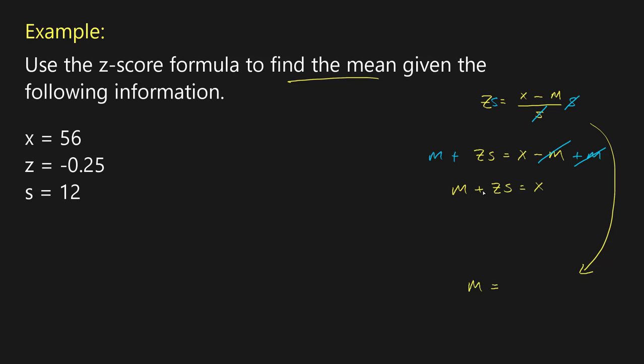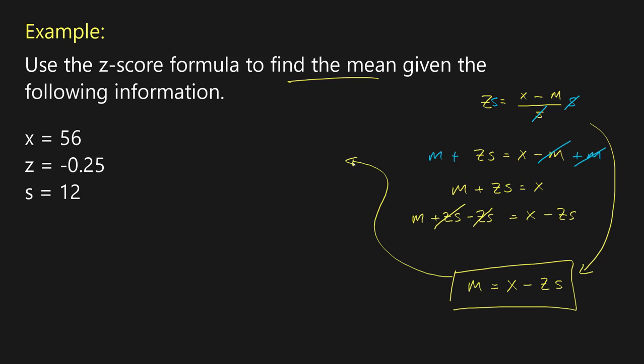Well, I don't want to be adding z times the standard deviation to the sample mean here, so I'm going to subtract that from both sides. So I'm going to write it out like this. I'm going to do the mean plus z times standard deviation minus z times the standard deviation is equal to x minus z times the standard deviation. These ones will cancel, and it's just going to leave me with what I was hoping for, just m isolated on the one side, and it's going to be x minus z times the standard deviation. So there I've got my formula. Now I can just plug my values in.